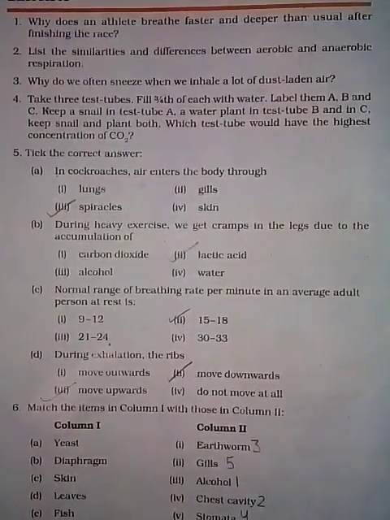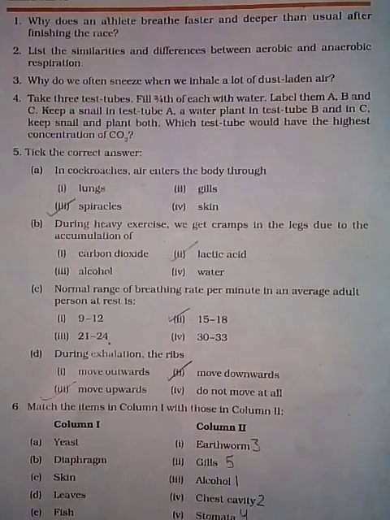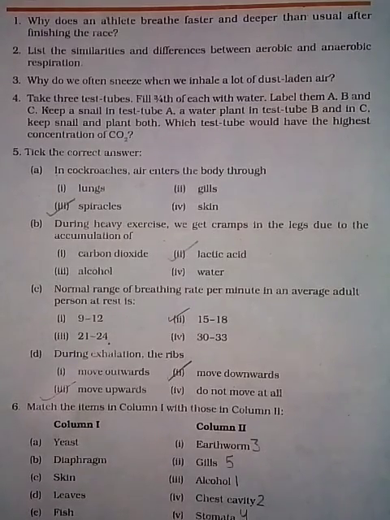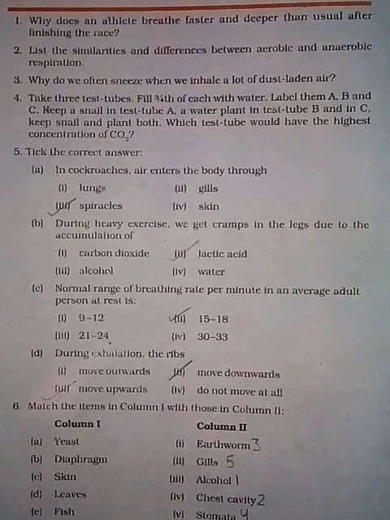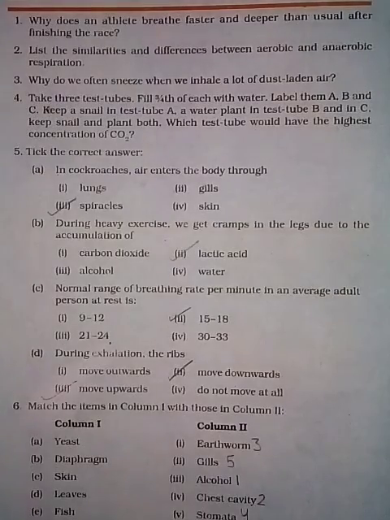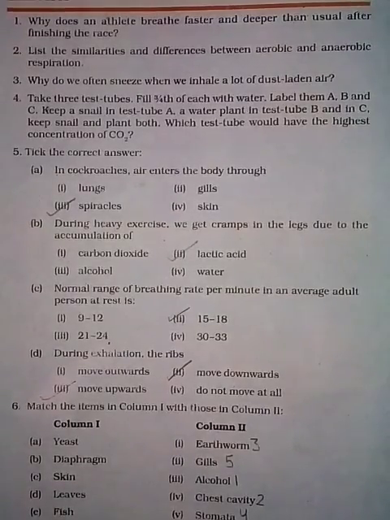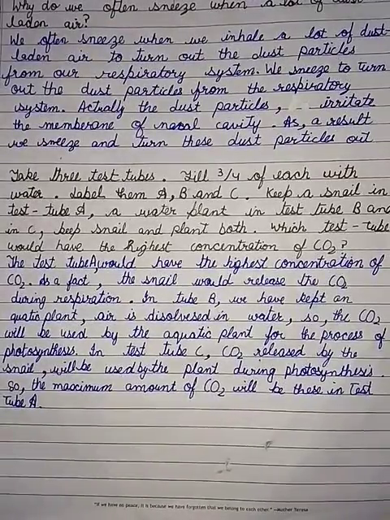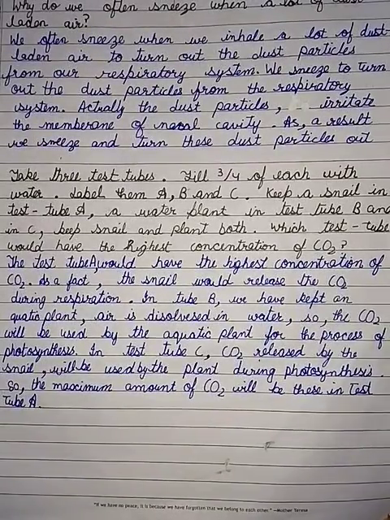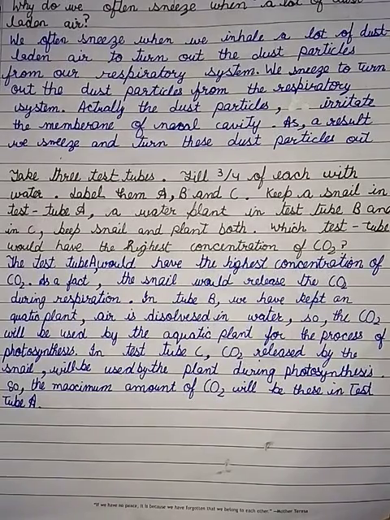Now, question number 4. Take 3 test tubes, fill 3/4 of each with water, and label them A, B and C. Keep a snail in test tube A, a water plant in test tube B, and in C, keep both snail and plant. Which test tube would have the highest concentration of CO2? The answer is test tube A would have the highest concentration of CO2.